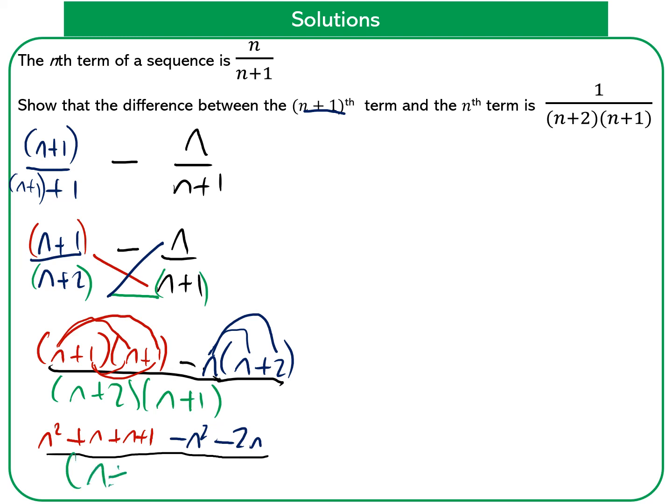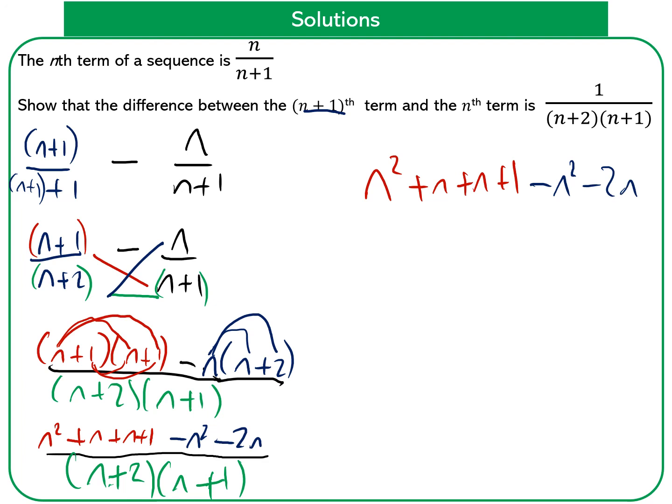Well, look, my denominator is already looking as it should, so we're pretty close, really. And now what I'm going to do is rewrite that again, just so we can see really clearly. Minus n squared minus 2n, all divided by n plus 2, n plus 1. That's what we've got so far.